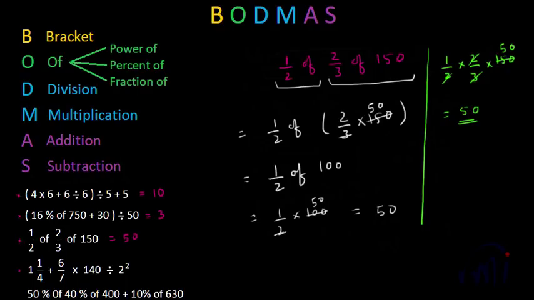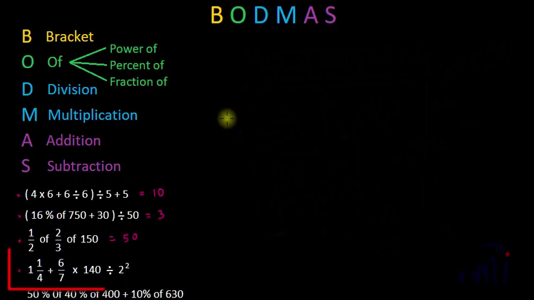And now let's solve the next expression. So the next expression, or the fourth expression, is 1 by 4 plus 6 by 7 multiplied by 140 divided by 2 to the power 2. So how to solve this? This is a mixed fraction. Then we have 6 by 7 multiplied by 140, then we have divided by 2 to the power of 2.